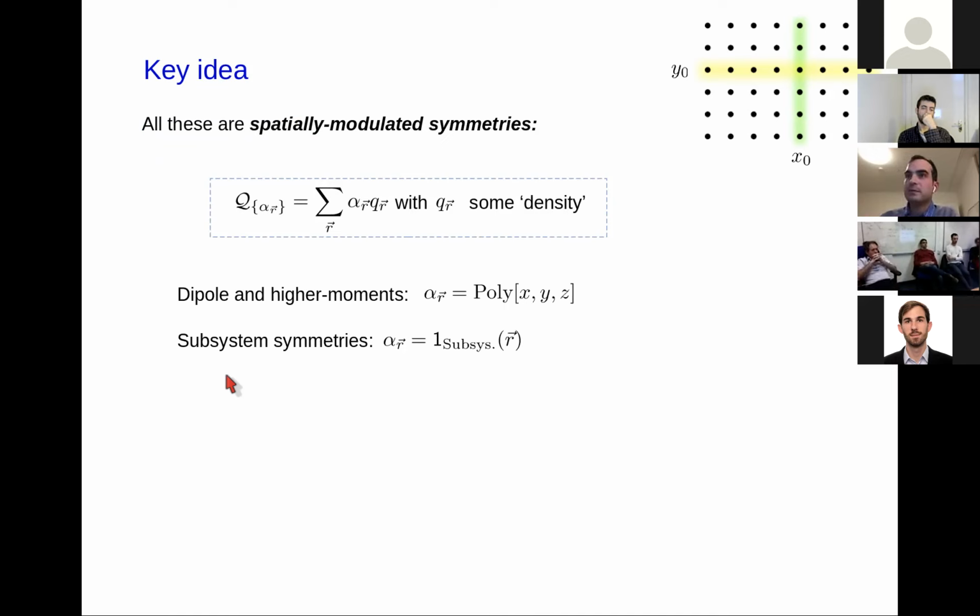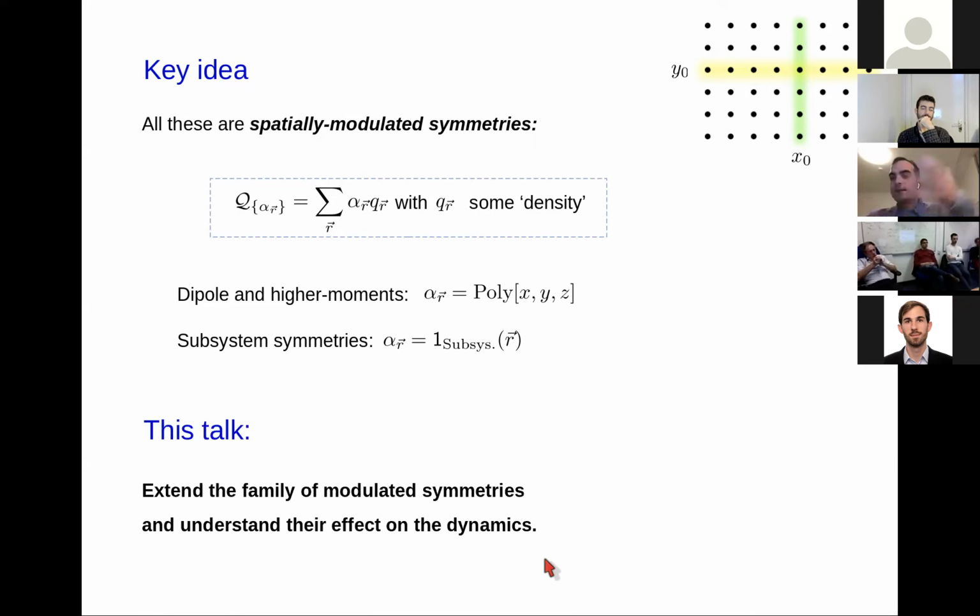Or for subsystem symmetries, you can think that this modulation is simply some indicator function which takes non-zero values along certain submanifolds of the lattice. So this talk is about whether we can extend this family of modulated symmetries, whether there is something else, to understand whether we can provide microscopic models hosting these symmetries, and eventually, inspired and motivated by these previous works, whether we can understand the effect on the dynamics that these symmetries have.